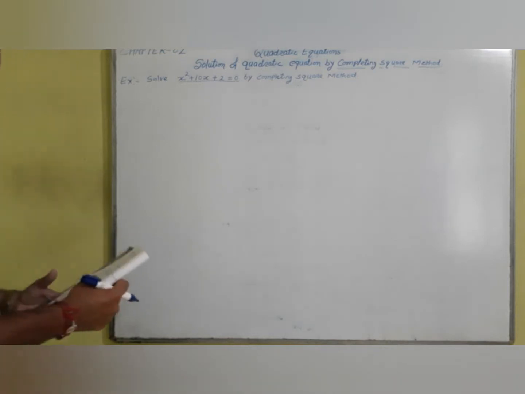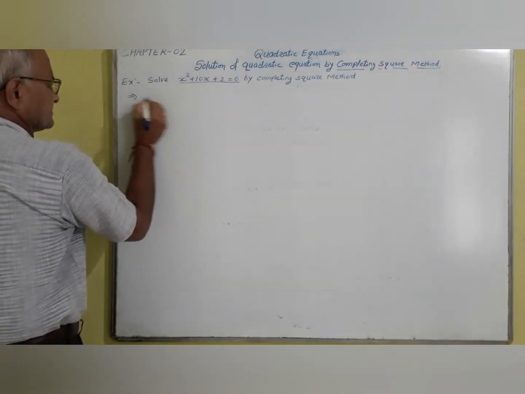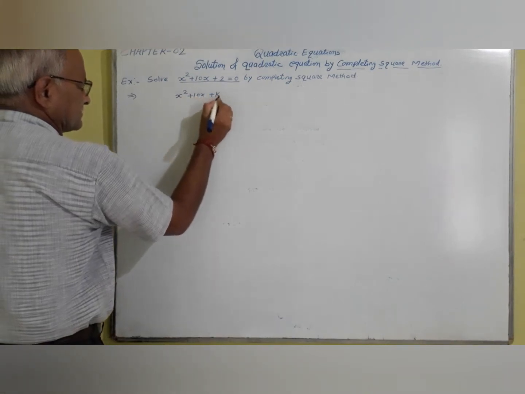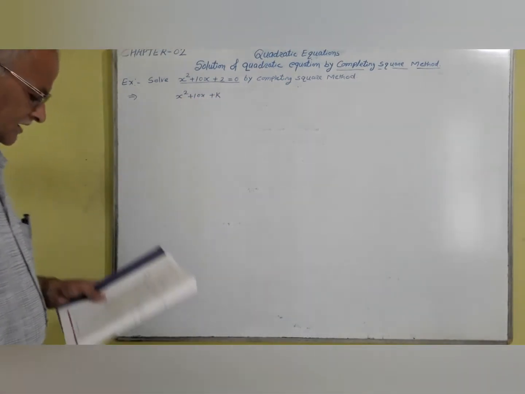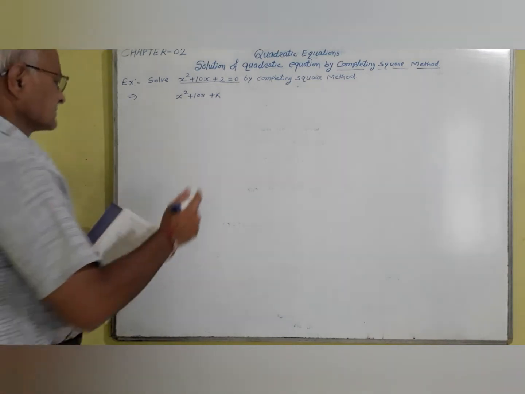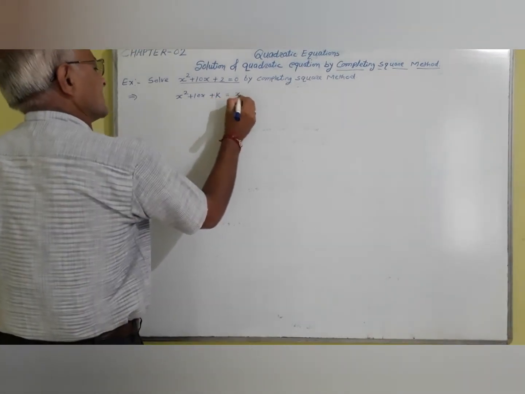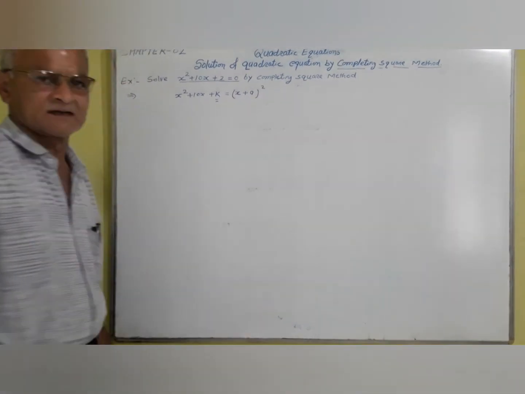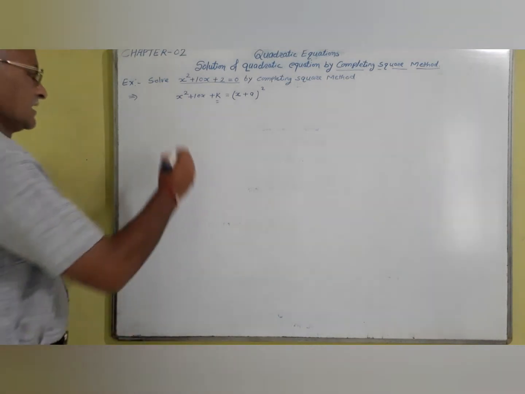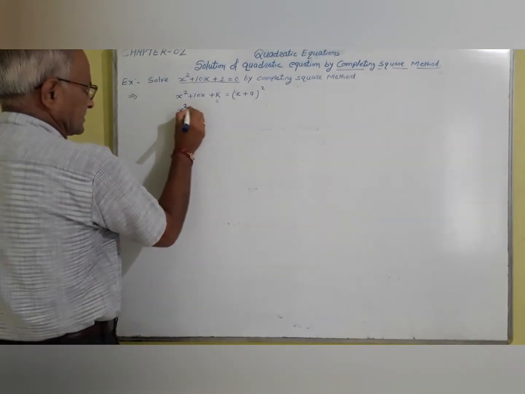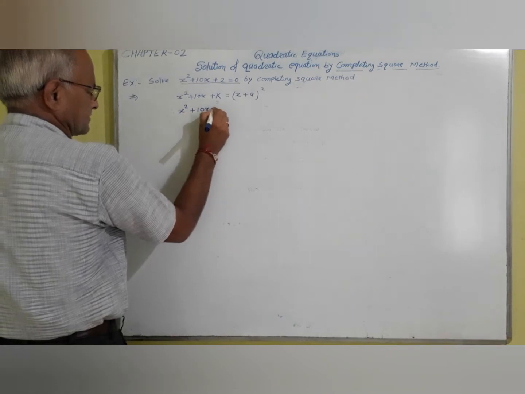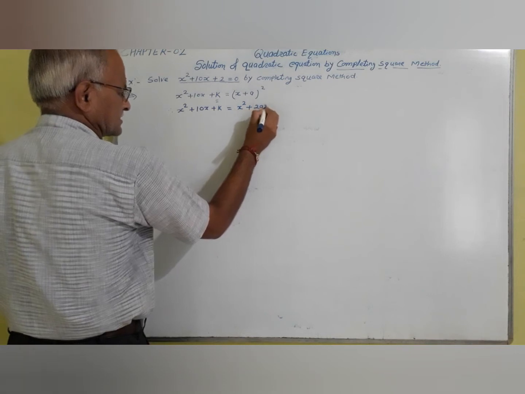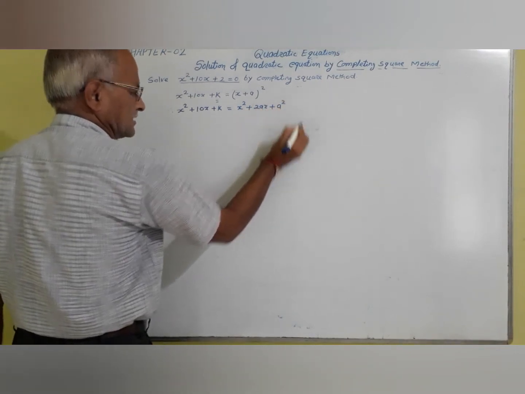For that, first of all, we add k: x square plus 10x plus k is equal to x plus a whole square. Now this is a perfect square term, and therefore x square plus 10x plus k is equal to x square plus twice ax plus a square.